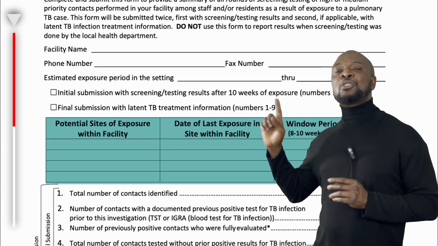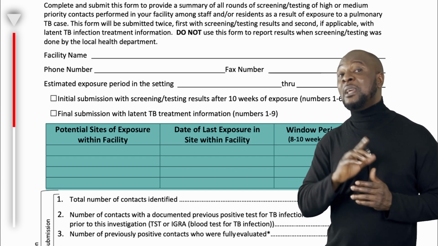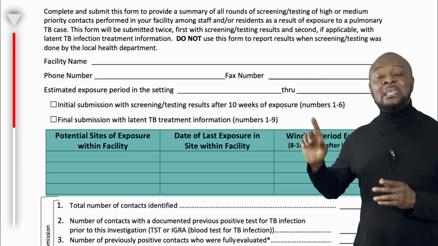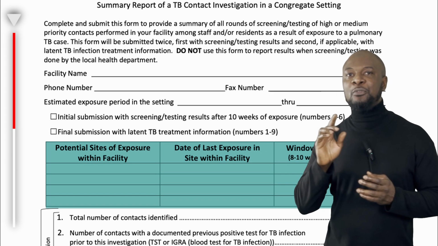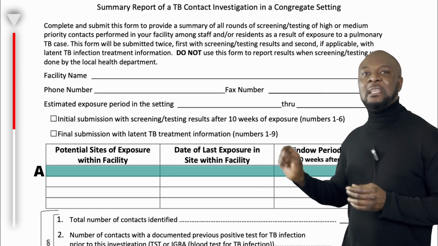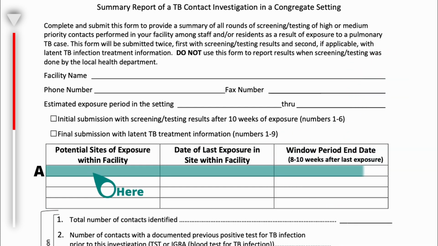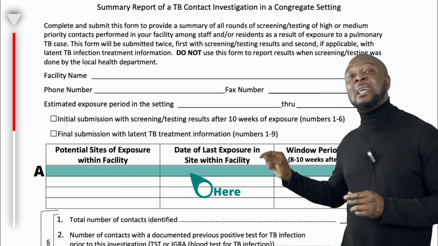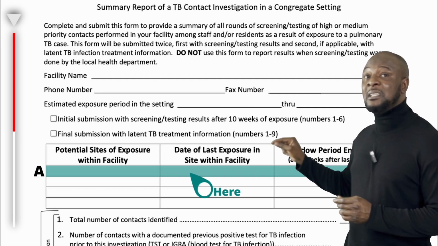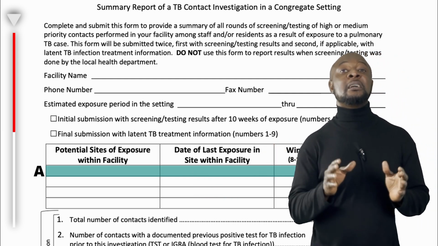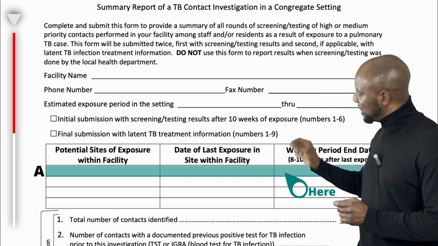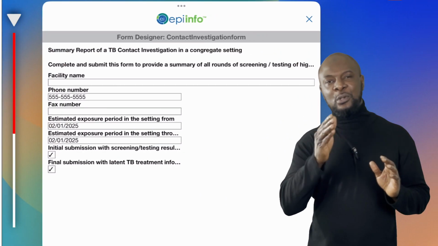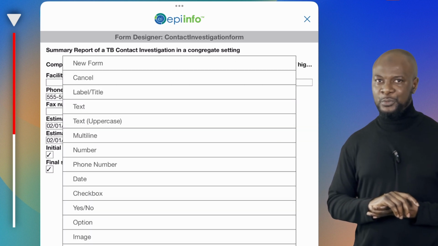Though Epi Info does not support tables, and so do many other data entry software like Epi Info, there's a simple workaround. Just simply consider each cell as a variable. So if we label this row as A, then the first cell will be a text variable for the potential sites of exposure within facility for A. The next cell will be the date of last exposure in site within facility for A. And then the third cell will be the window period end date, 8 to 10 weeks after last exposure for A. Easy peasy. So let's go into Epi Info so I explain this further for you.